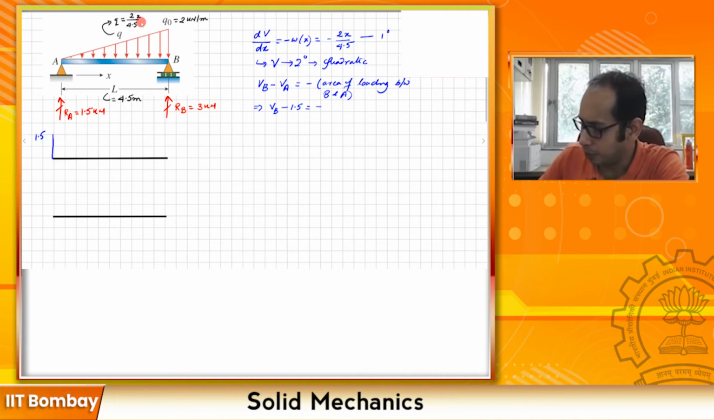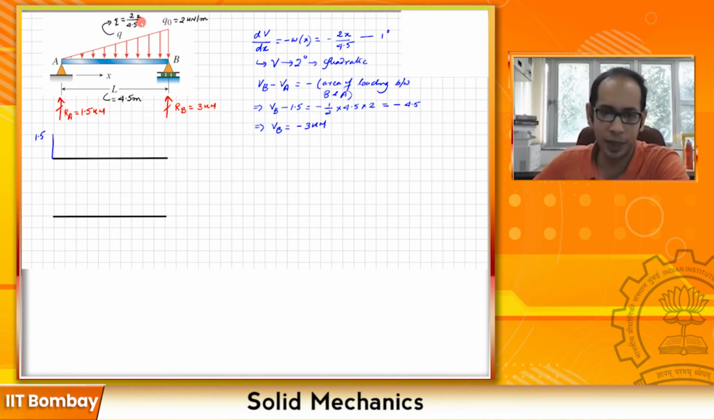So minus of half times 4.5 times 2, which is equal to minus 4.5. And as you can tell, your VB is going to be minus 3 kilonewton, which is quite obvious as well. I did not need to do that because I know here it's 3, it is going up. So here I'm going to have a negative 3 at the right end.